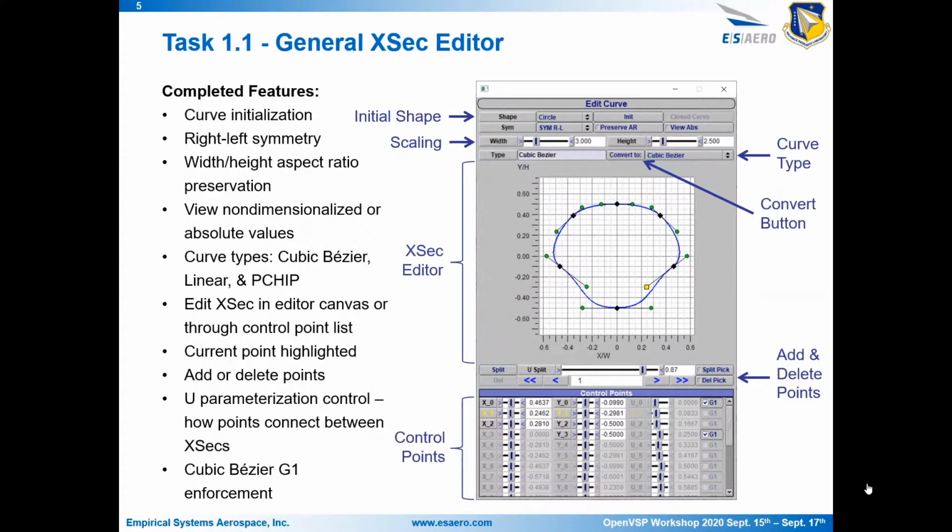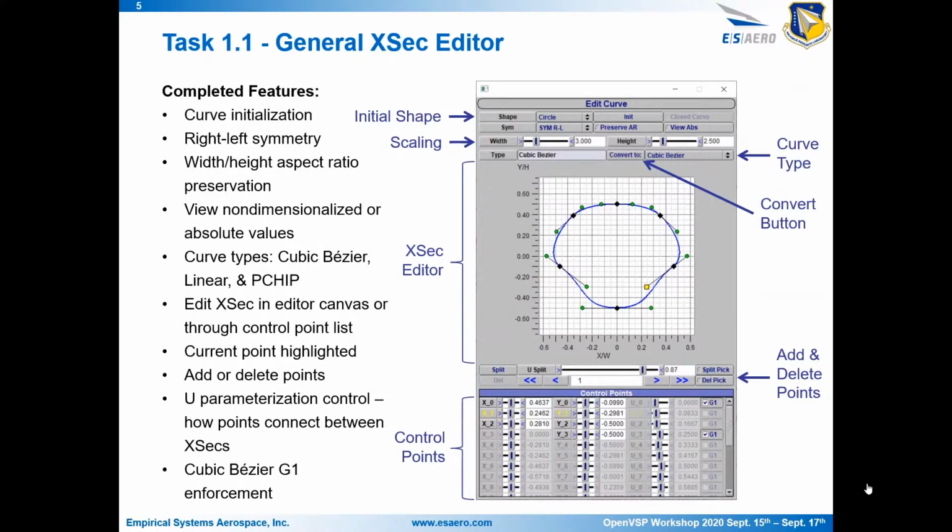That's the parameterization of the curve, which we actually have direct control of in the control point list at the bottom as well. You can use that to control how a control point lines up with control points on adjacent cross sections. So for example, your control point at the 0 U parameter position is going to also line up with the control point at that same parameter on the next cross section.